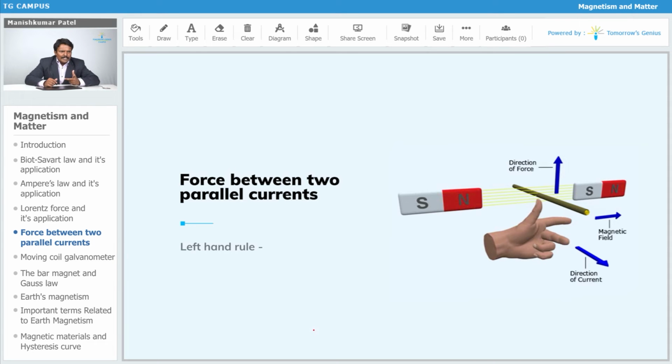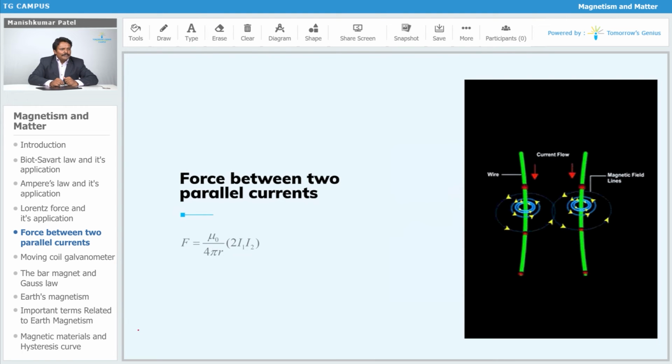The first finger is the magnetic field, this one is the direction of current, and the thumb shows the direction of the force experienced by that conductor. So that is a very important rule to determine the force experienced by that conductor, according to which we can solve the numericals also.